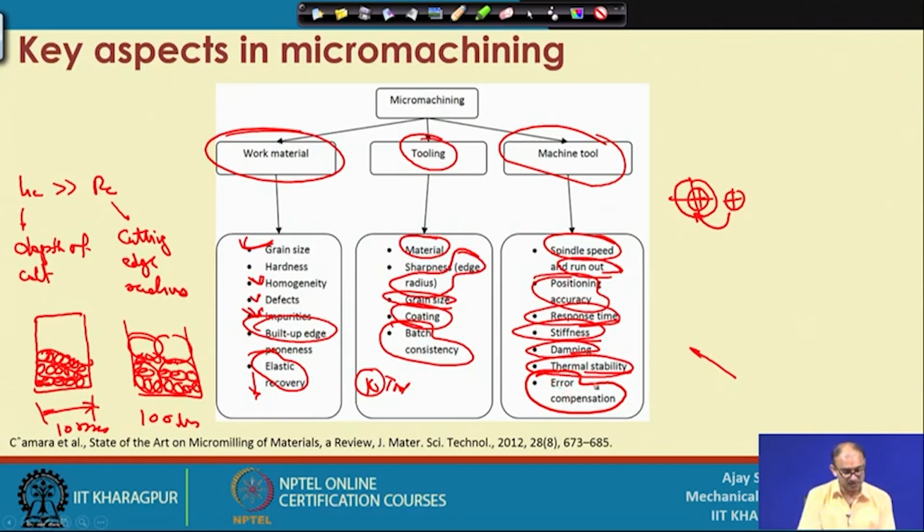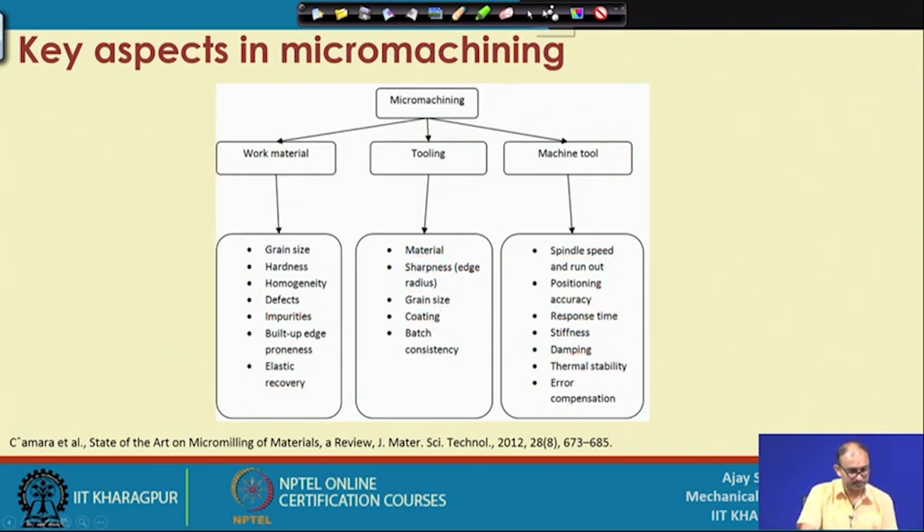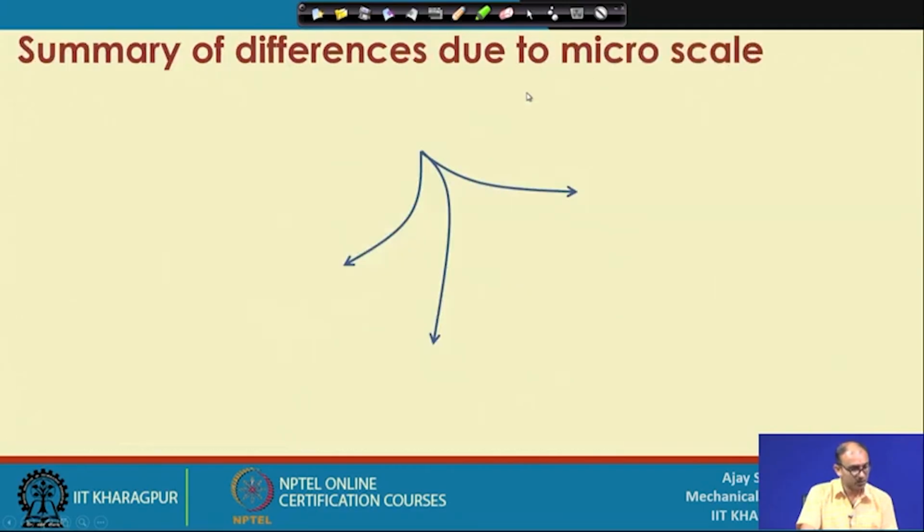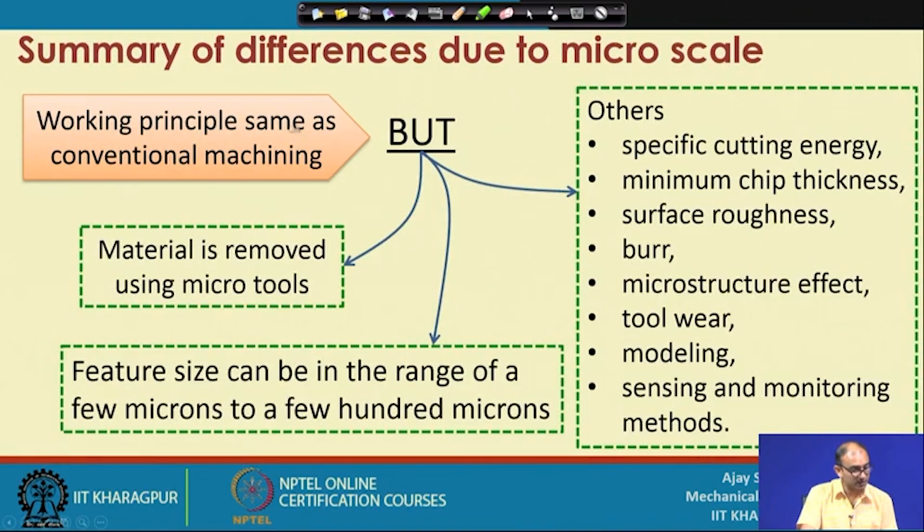Other than temperature compensation, there are different sensors available which will also do position compensation, even if there is some type of deviation. So, our focus is on the workpiece material. You cannot cut any material in micro machining, you cannot use any tool for micro machining, and you cannot use any machine tool for micro machining. So, you need a specific combination of all three components, then only machining at micro scale is possible.